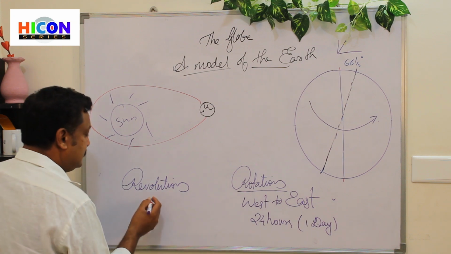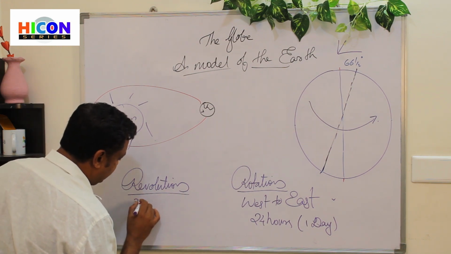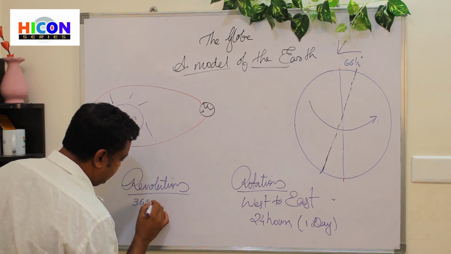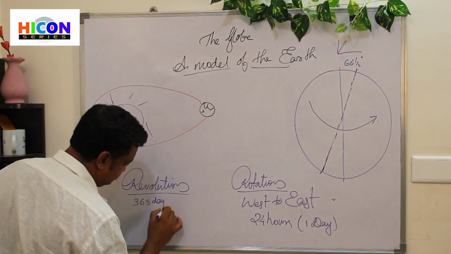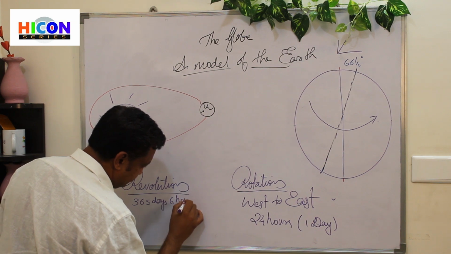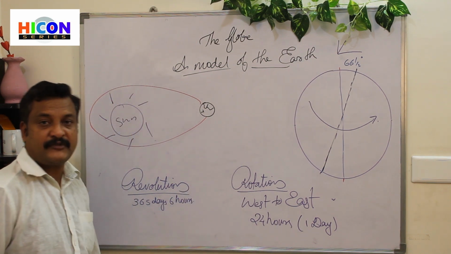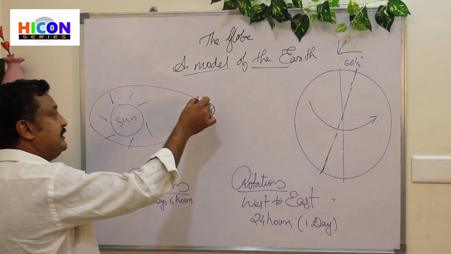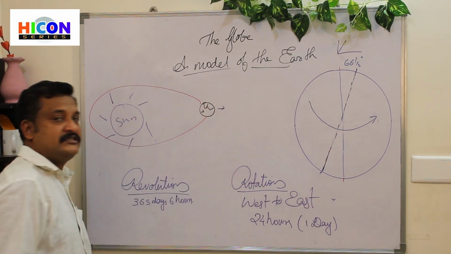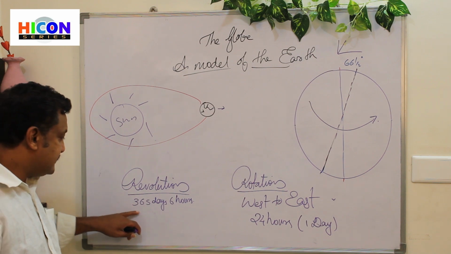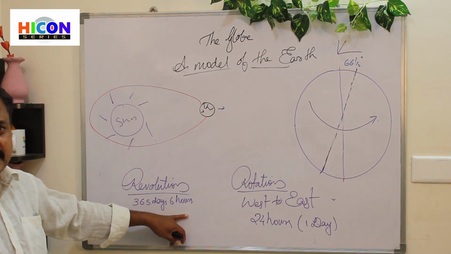Now, the time taken for one complete revolution is 365 days and 6 hours. For the earth to complete one particular revolution, to come back to the same place where it was earlier, it takes 365 days and 6 hours.